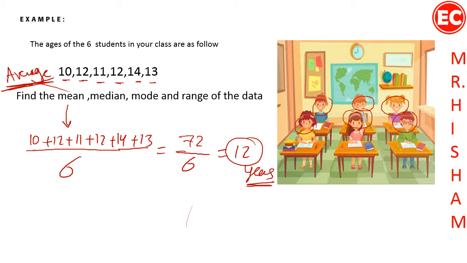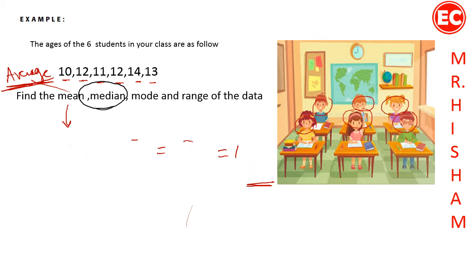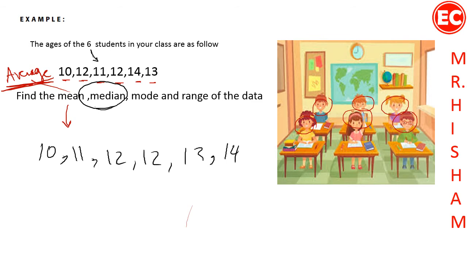Now, what if I want to calculate the median? Before calculating the median, I should arrange the values first. You may ask yourself, do I arrange them ascendingly or descendingly? Both are the same. Let's arrange them ascendingly from the smallest value, which is 10, to the greatest value, which is 14. Then 10, I have 11 here, then 12 twice, then 13. Make sure that you have 6 values.